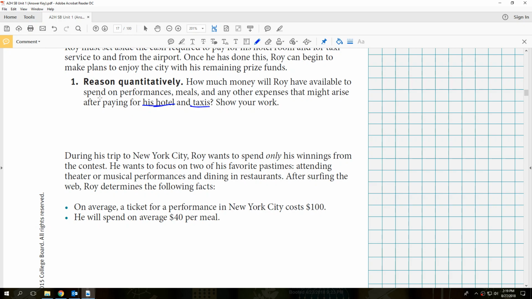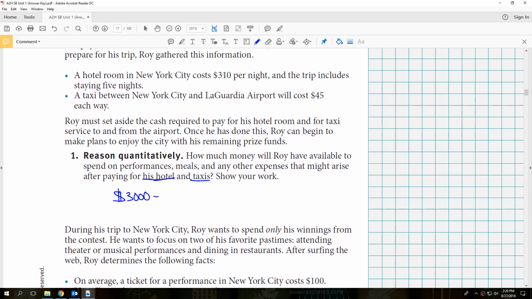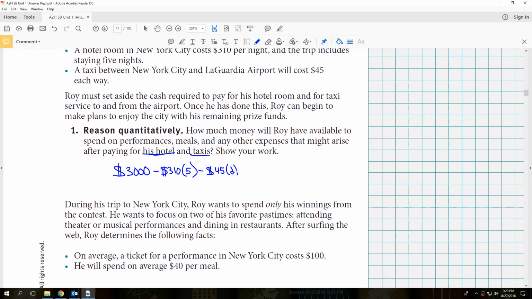To show the work here, basically, he's got $3,000 to start with, and we're going to subtract off. He figured out that the hotel was $310 per night, so 310, and he's staying for 5 nights, so 310 times 5, minus the taxi, right? And that's going to be 45 bucks each way, so he's going to have to take that twice. And so we'll go ahead and calculate that real quick here.